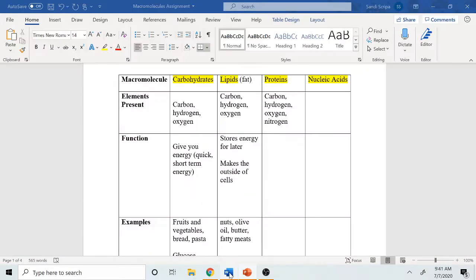So we're going to write just those two functions down. We're going to write down that it provides structure, and we're also going to say that it helps chemical reactions. We'll learn about some of those chemical reactions later.